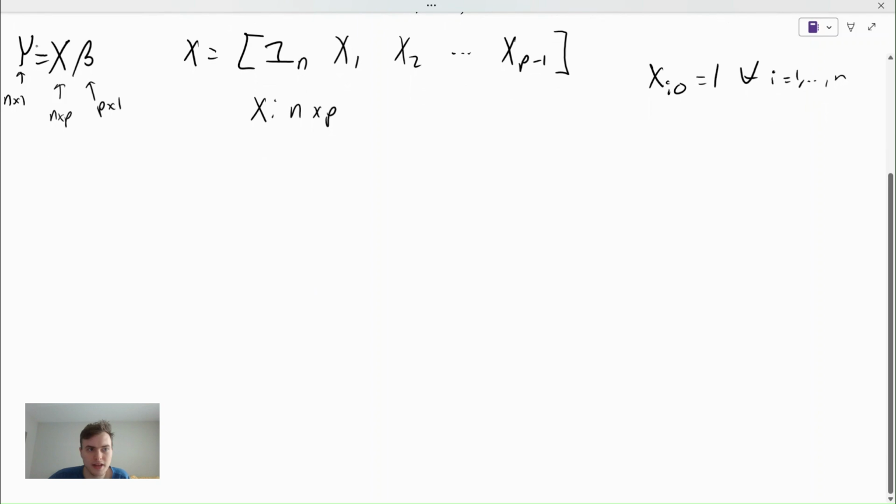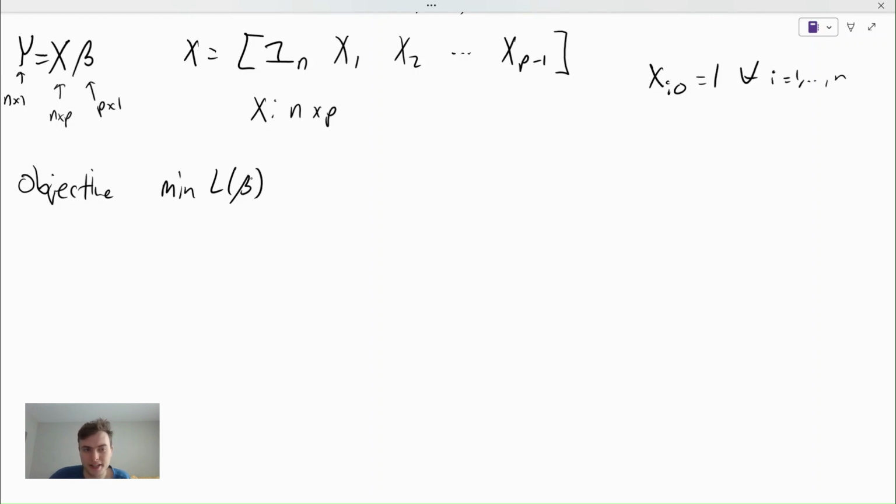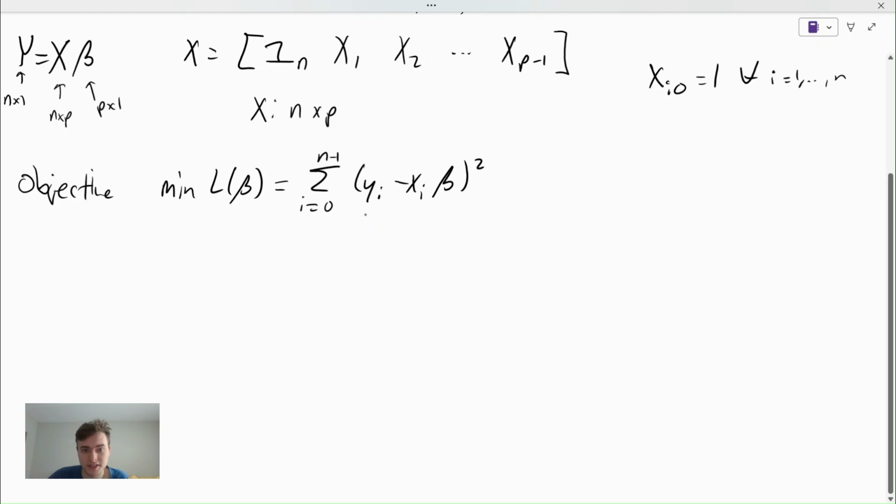And so after we decided this was the linear model y equals x beta, we looked at our objective, which was to minimize the loss of beta, which is the sum of squared error. So we chose sum of squared error as our loss function that we're minimizing. So sum from i equals 0 to n minus 1 of yi minus xi beta, squared, right? And so again, I'm using the 0 indexing, and so we have y0 to yn minus 1 as our y values. Those are just scalars when we plug in the y, right?